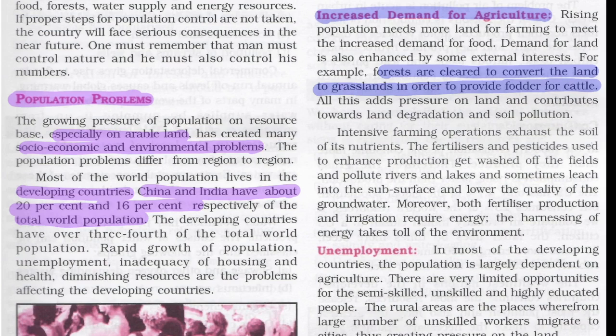The fertilizers and pesticides which are used to enhance production get washed off the fields and pollute the rivers and lakes, and sometimes leach into subsurfaces and lower the quality of groundwater. Both fertilizer production and irrigation require energy. Therefore, the harnessing of energy takes a toll on the environment.